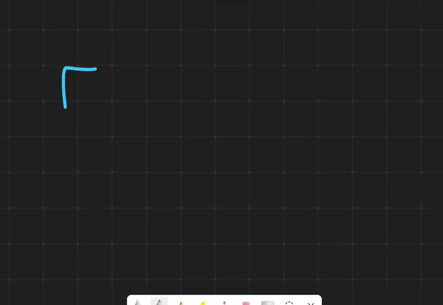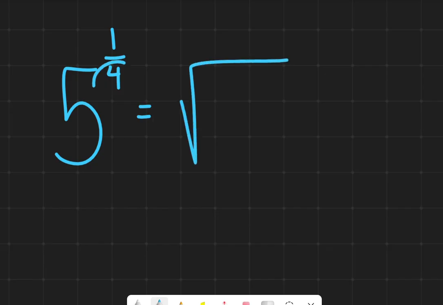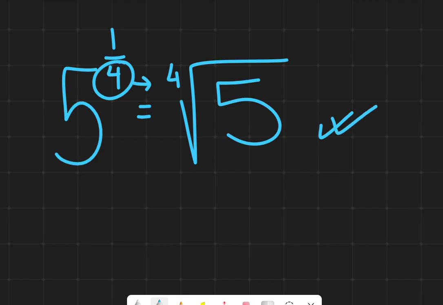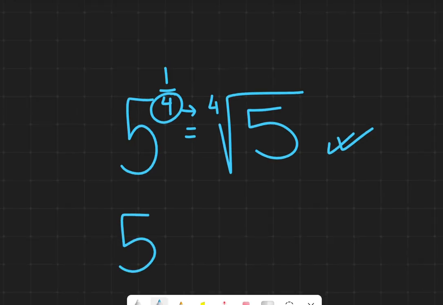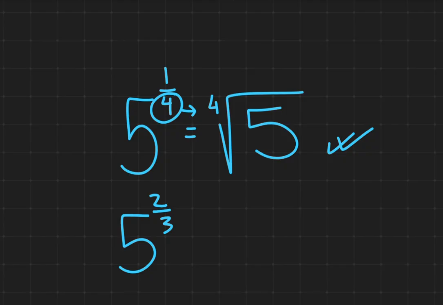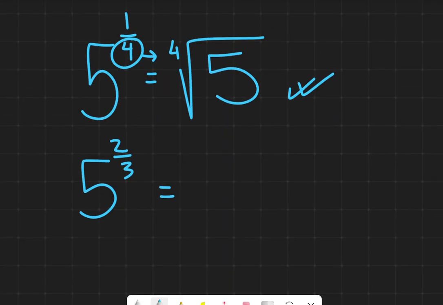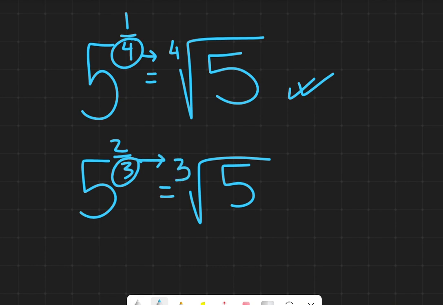If we have, for example, 5 to the power of 1 over 4, then what did we just say? 4 goes up, so this is the 4th root of number 5. Excellent. But what if we have, let's say, 5 to the power of 2 over 3? Then what we do is we copy 5, we write the radical, and then the number down goes here. So it's going to be the cube root of 5 to the power of 2. All right. I hope that this is clear.